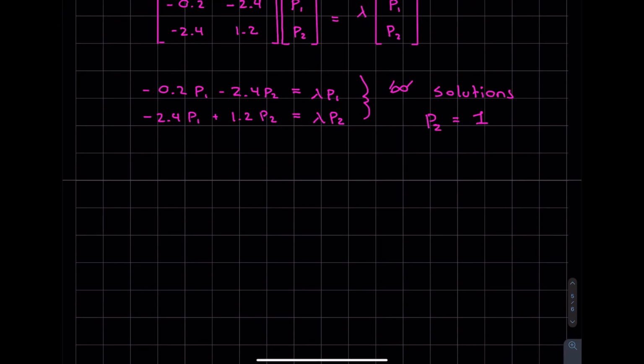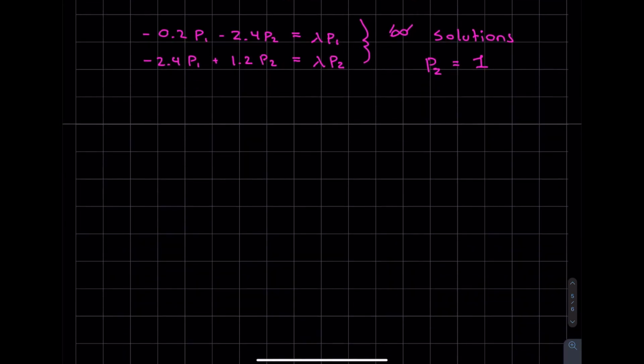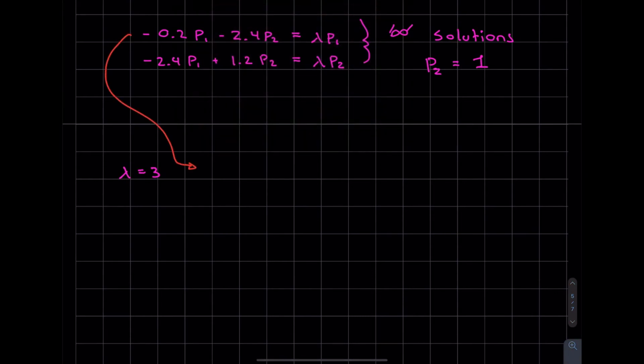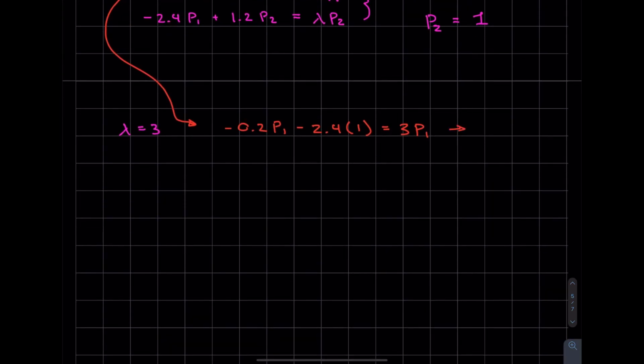Well, in this case, I can go up to equation 1. So let's say that we are solving the case of lambda is equal to 3, and we go up to equation 1. I'm going to put equation 1 down here. I'm going to say negative 0.2 times P1 minus 2.4, and we know that P2 we assumed is 1, is equal to lambda P1. And we're saying if lambda is 3, this will be 3 P1. From here, we can solve this very easily and find out that P1 is going to be equal to 0.75, just like that.